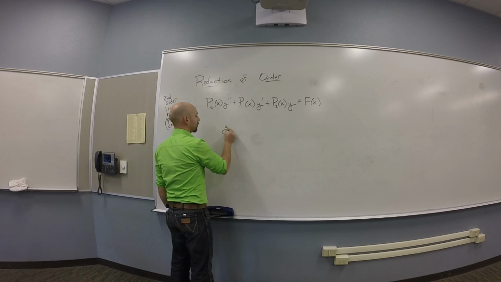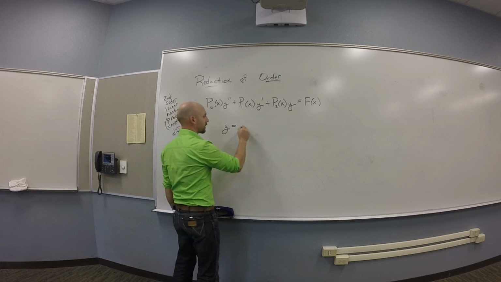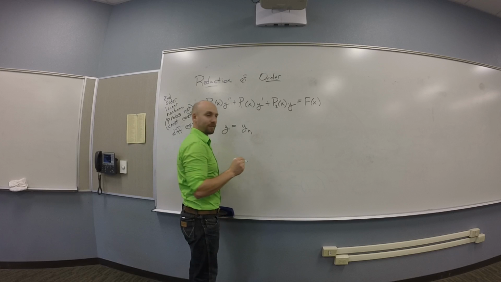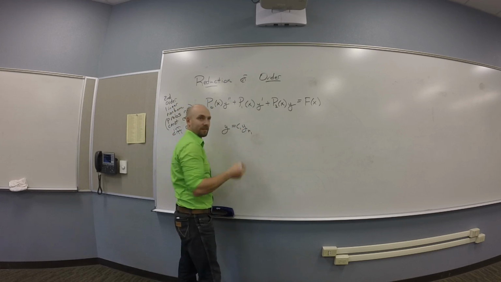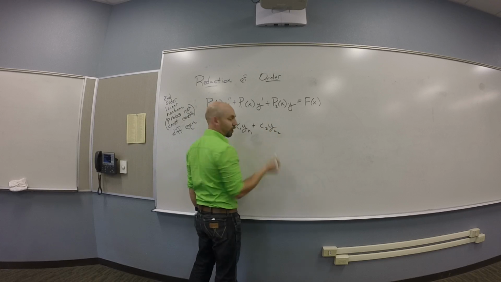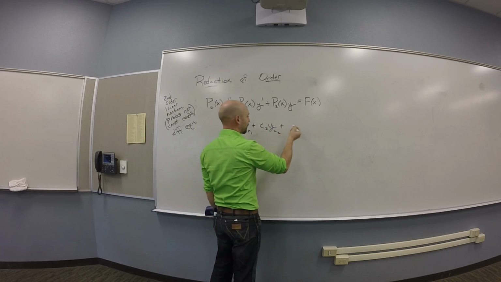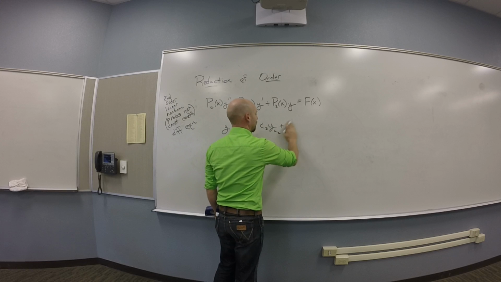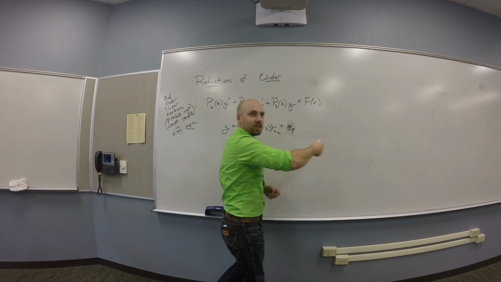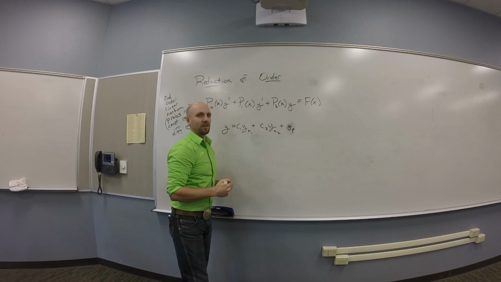It should look like y is a homogeneous part 1, maybe with a constant, plus maybe another constant and a homogeneous part 2, plus one particular part, or maybe a bunch of particular parts added together, right?